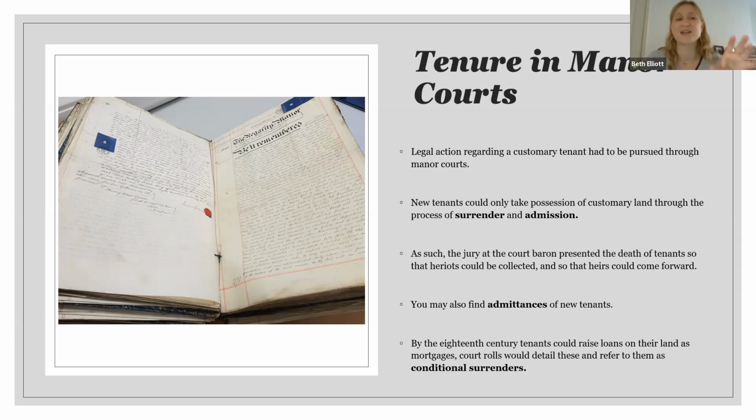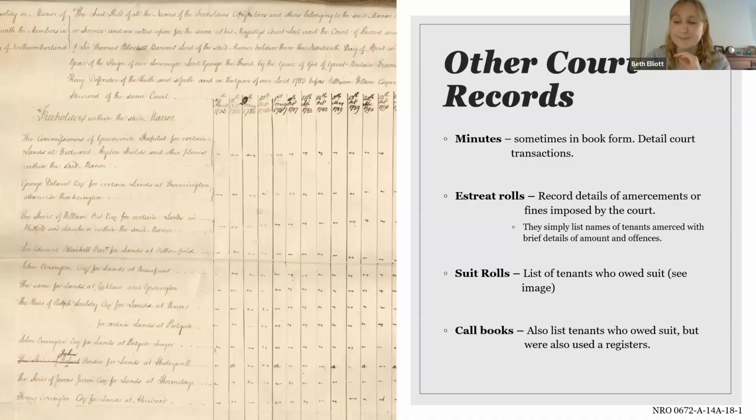An example on the left, which I know is quite far away, but it was more to give you an idea of the different shapes of the documents you may get, is a very large volume of surrenders and admissions. By the 18th century, you can also find that tenants could raise loans on their land as mortgages. Court rolls may detail these, referring to them as conditional surrenders. So that's another term to bear in mind. I'm conscious of the time, so I'm just going to shuffle through these.